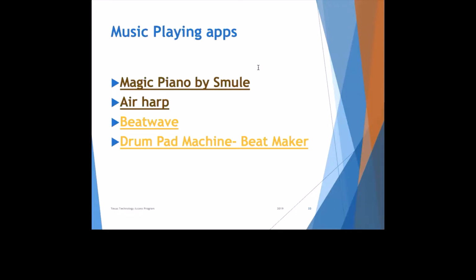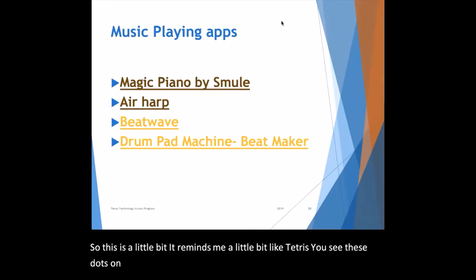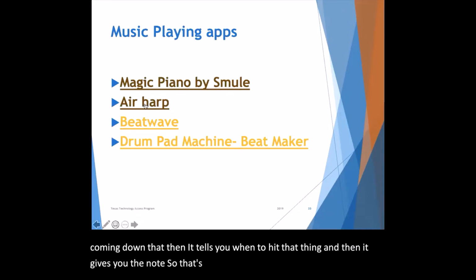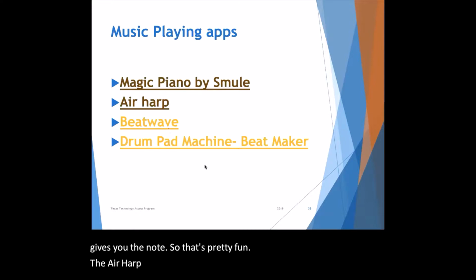So this reminds me a little bit like Tetris. You see these dots on your iPad or whatever screen you're using, and as they're coming down, it tells you when to hit that thing, and then it gives you the note. So that's pretty fun. The AirHarp app is a little bit more complex, where this is set up to look like an autoharp. You tap on the note, the picture of the note.